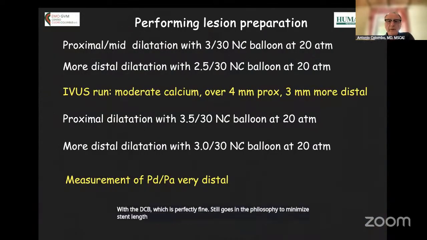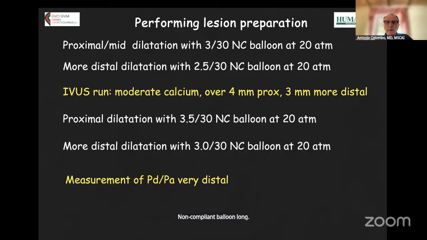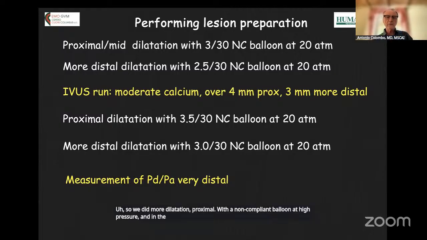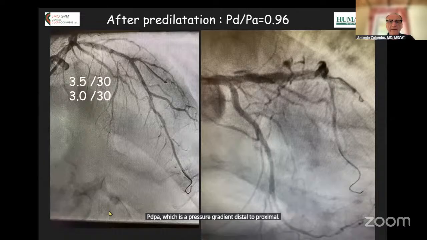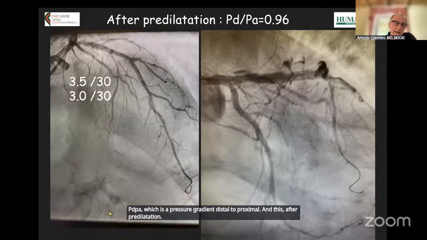So we did proximal dilatation with a 3 mm non-compliant balloon, another dilatation with a 2.5 long. We did IVUS. We saw moderate calcium, 4 mm proximal, 3 mm distal. So we did more dilatation proximal with a non-compliant balloon at high pressure and in the mid. And when we treat this long disease, we like to measure PDPA, which is a pressure gradient distal to proximal. And this after pre-dilatation. The result again is not stent-like.